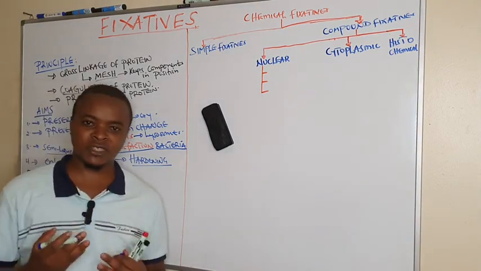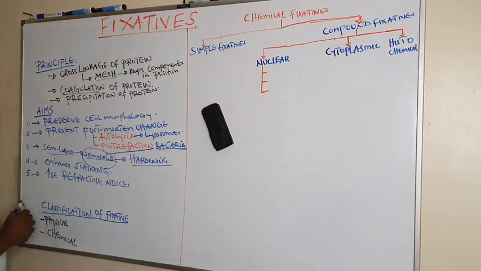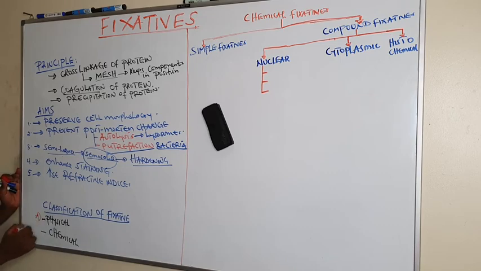After looking at the purpose of fixing, now we go directly to classification of fixatives, whereby fixatives are classified under two classes: class A is physical fixatives, then B is chemical fixatives.